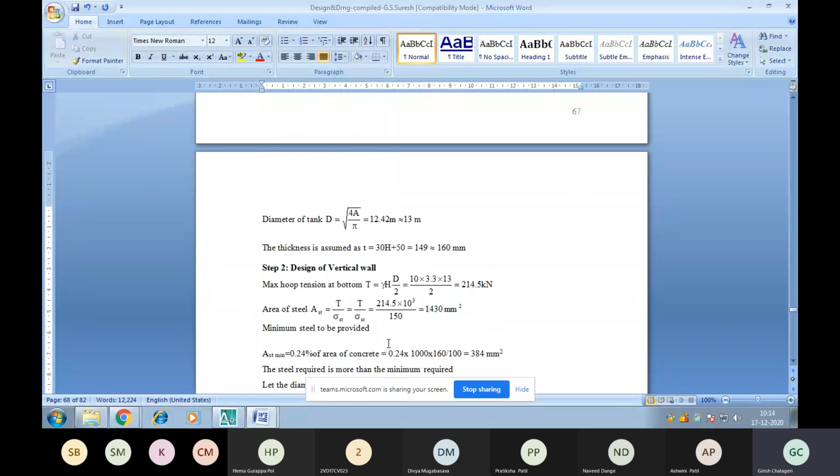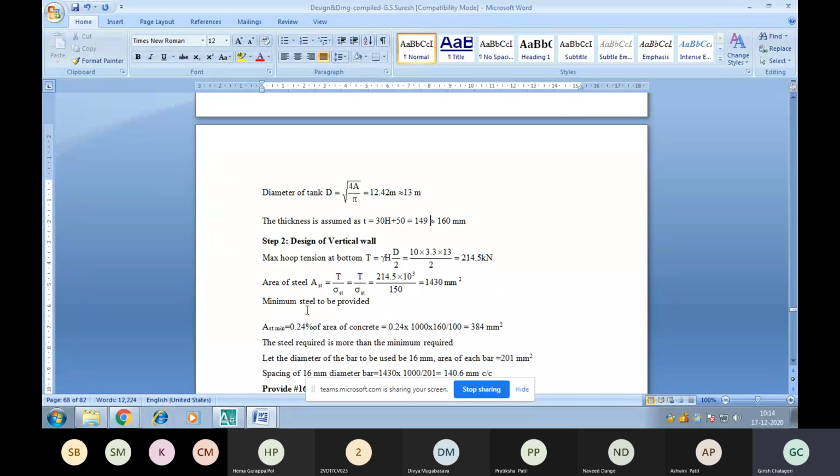So, design of the vertical wall here. To calculate the maximum hoop tension at the bottom of the tank, since the base is rigid, the maximum force will be at the bottom of the tank. So, for calculation, the formula for hoop tension is T equal to rho H D by 2.